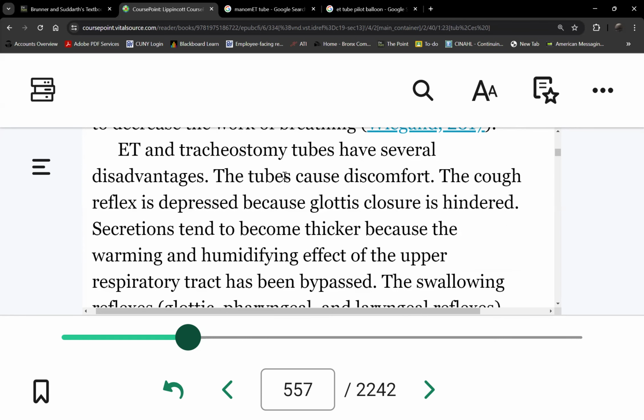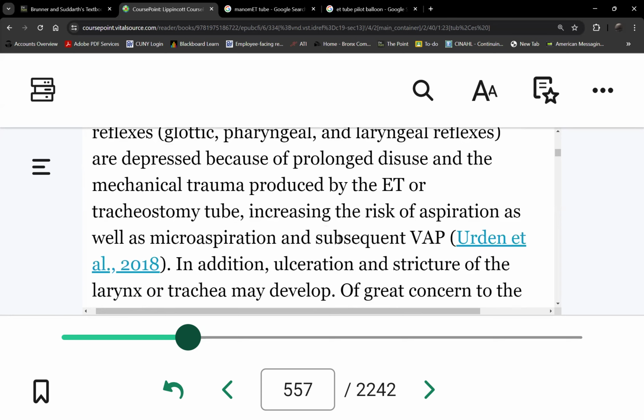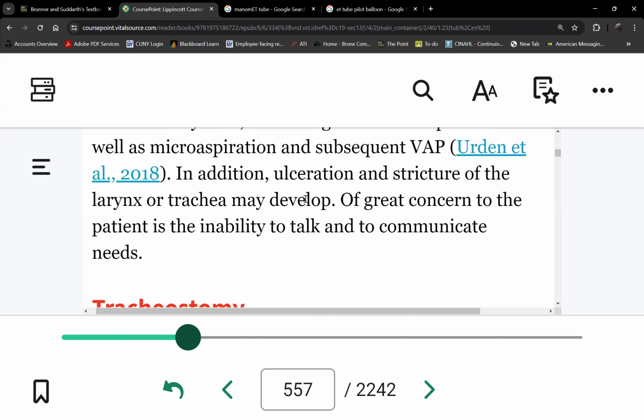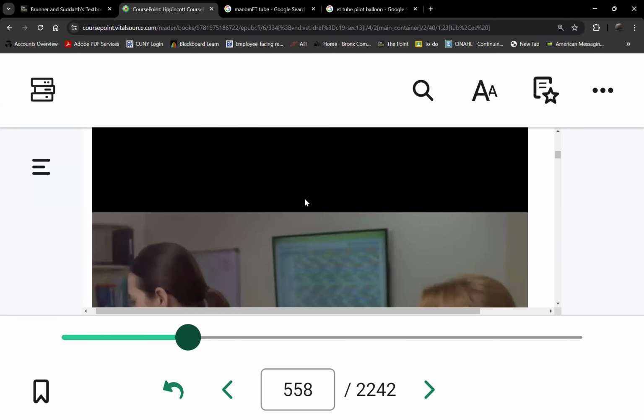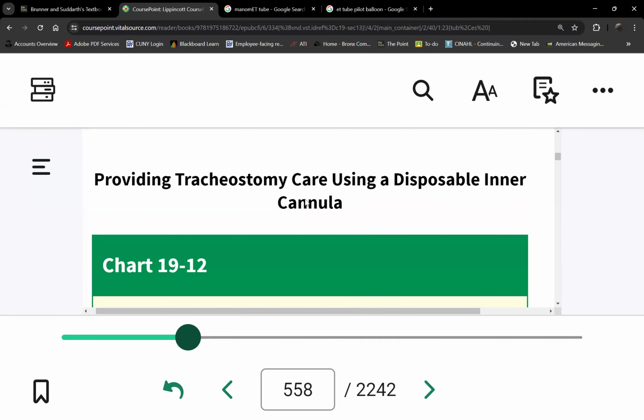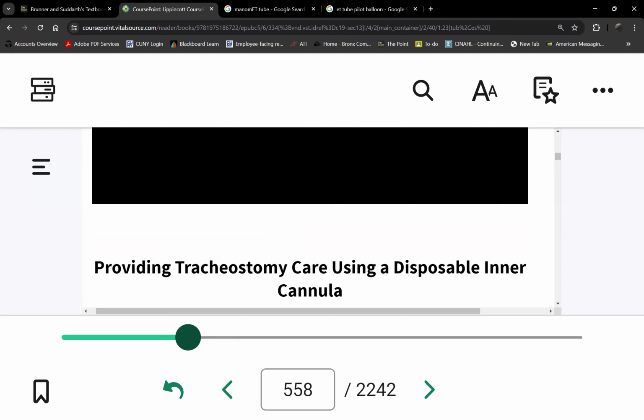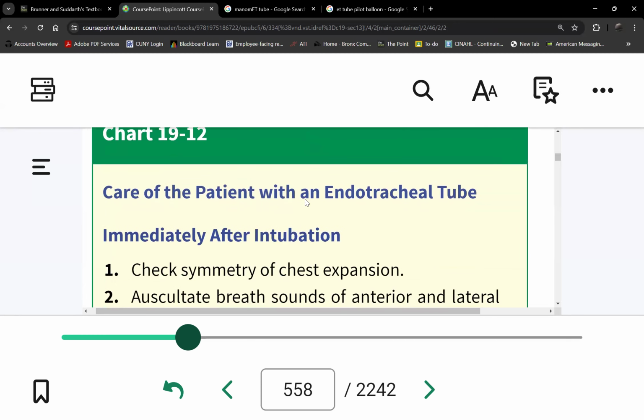So here are the obvious reasons. Just read them again. It's harmful to have an ET tube. So if you have to have an airway, trach is the best way to go. Read this whole paragraph. And here's the tracheostomy. This is now a different airway. Instead of through the mouth, it's now through the neck.